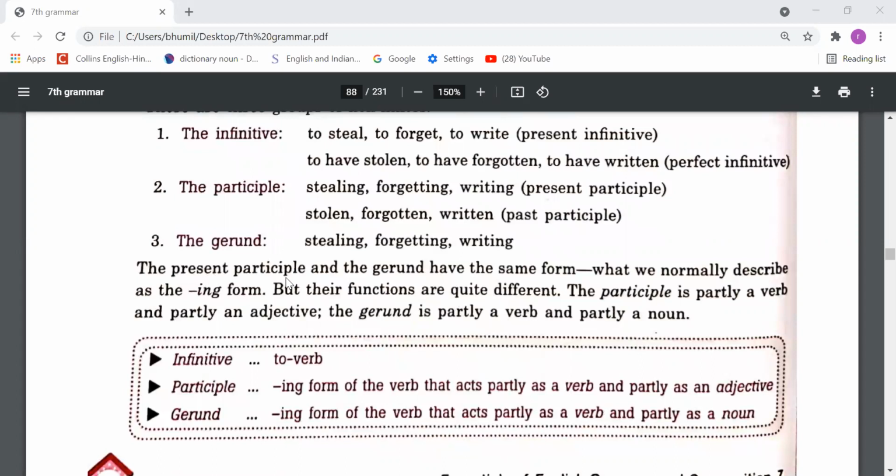The present participle and the gerund have the same form, what we normally describe as the ing form, but their functions are quite different. The participle is partially a verb and partially an adjective. The gerund is partially a verb and partially a noun. Sorry, partly a noun, not partially, right?